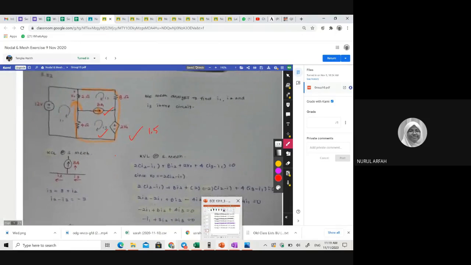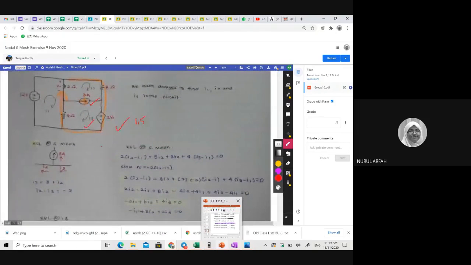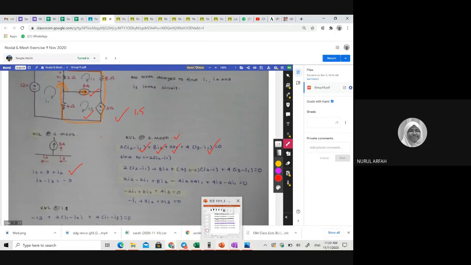Okay, next, you're going to build up KVL at super mesh. Starting from 2. So this is 2, right. This is 8 I2. Then you have a plus to V node. And then 4 times I3 minus I1. Correct. And close with equal to 0. And then I will see KCL at super mesh, which is 3 equal to I3 minus I2. Yes, correct.